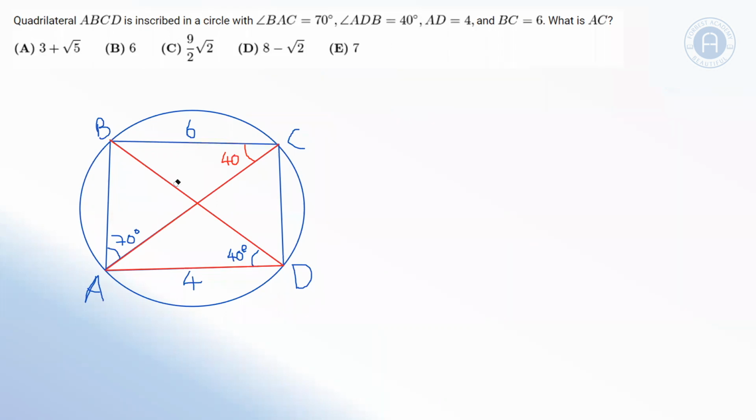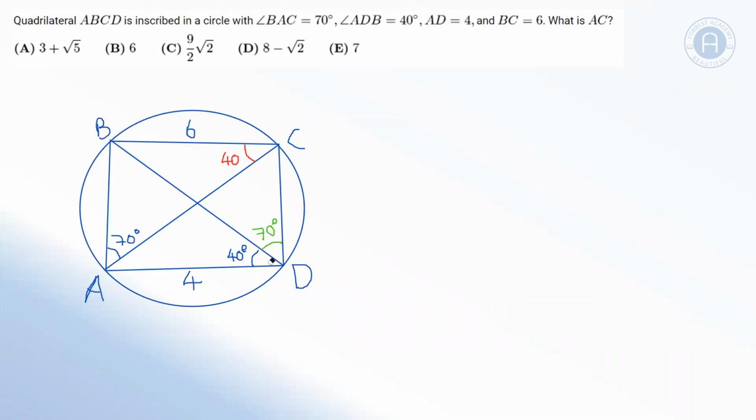In the same way, we could do the same with our 70-degree angle. If we know that BAC is 70 degrees, then BDC must also be 70 degrees. So we can cancel those off there.